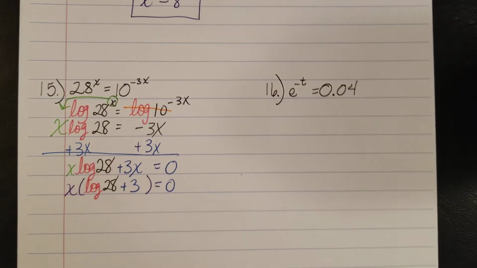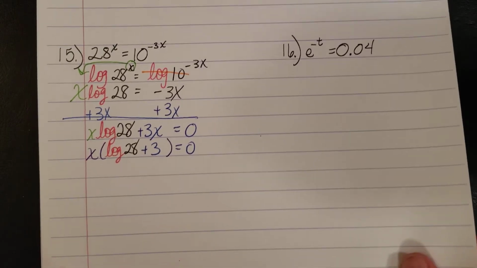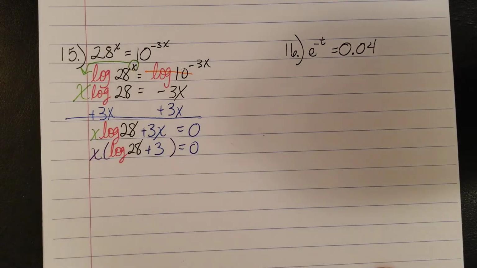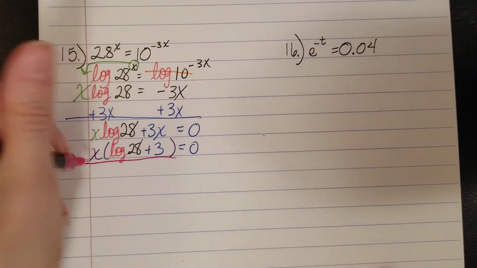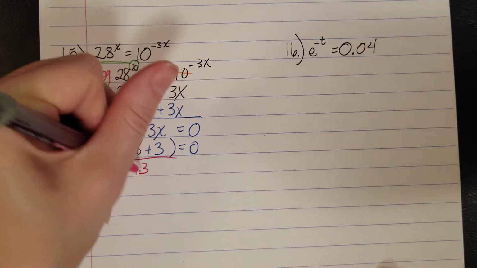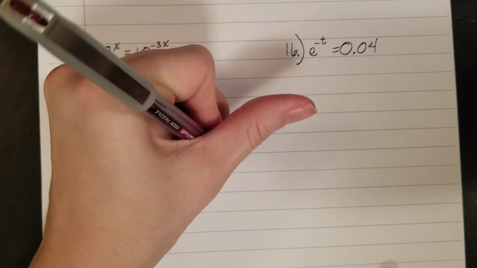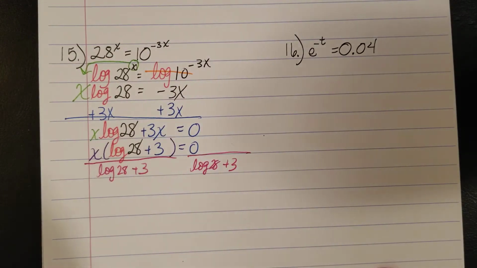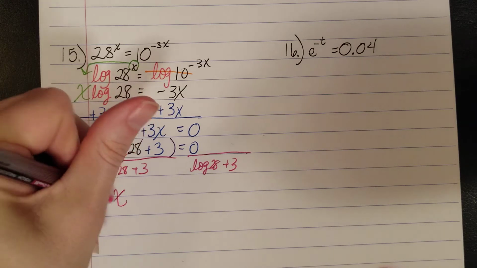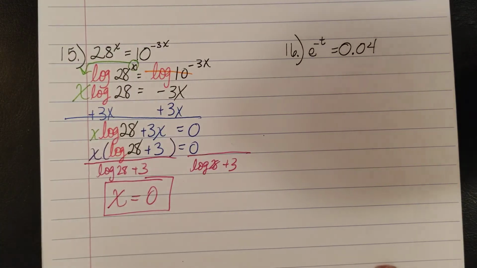So now, in order to get x by itself, we need to divide both sides by what is in the parentheses. So divide both sides by log of 28 plus 3. 0 divided by anything is still 0. So our answer is going to be x equals 0.